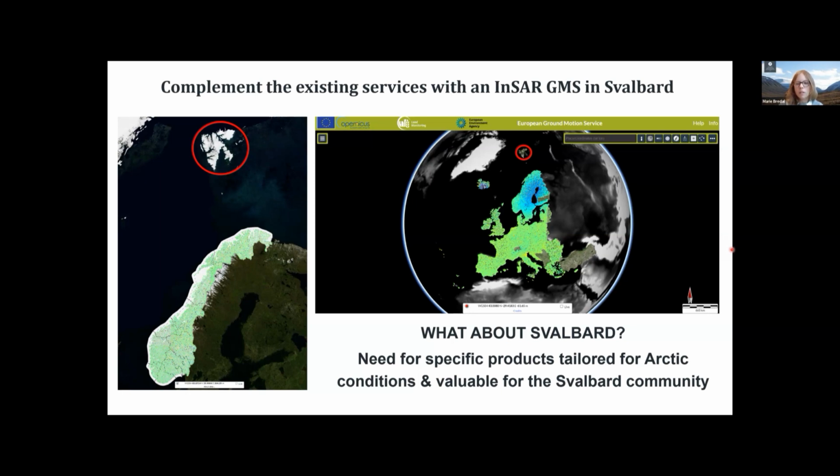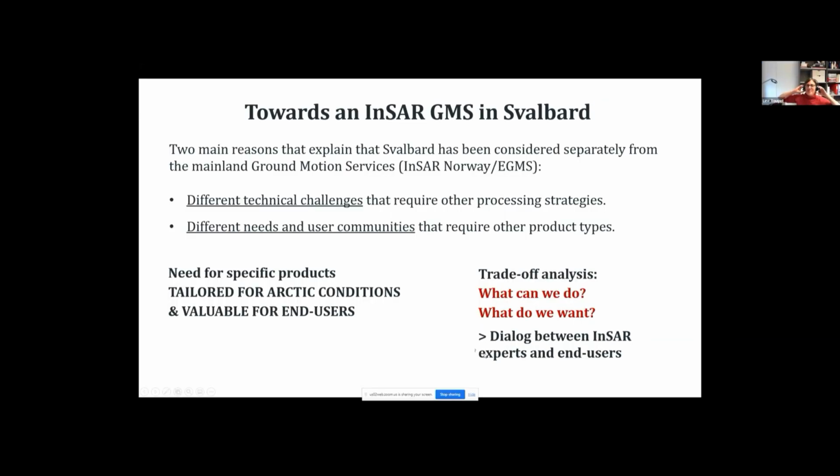So I will now give the word over to Lynn, who will talk about some of the challenges and some of the reasons that we need to handle Svalbard and the periglacial permafrost landscape a little bit differently than we do with these other ground motion services. Right. It's a bit back and forth between presentations as we are sharing this seminar with Maria.